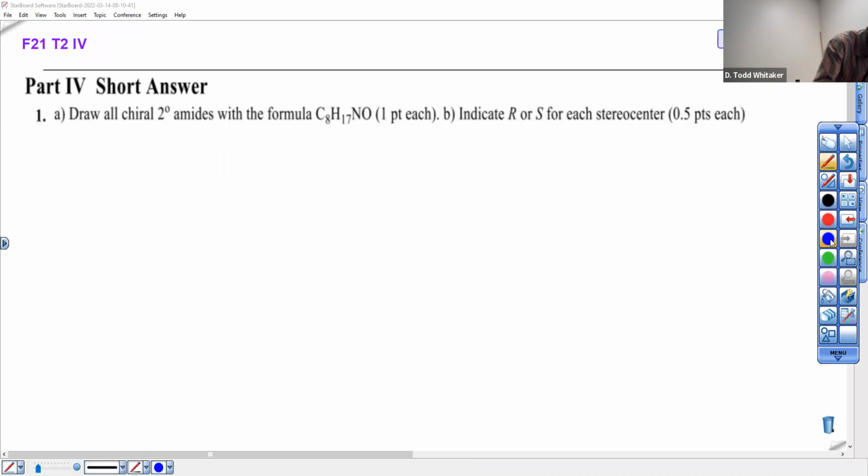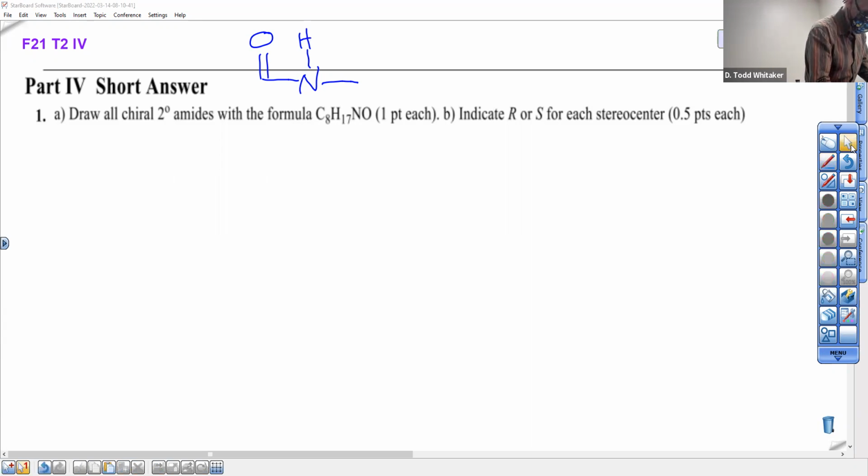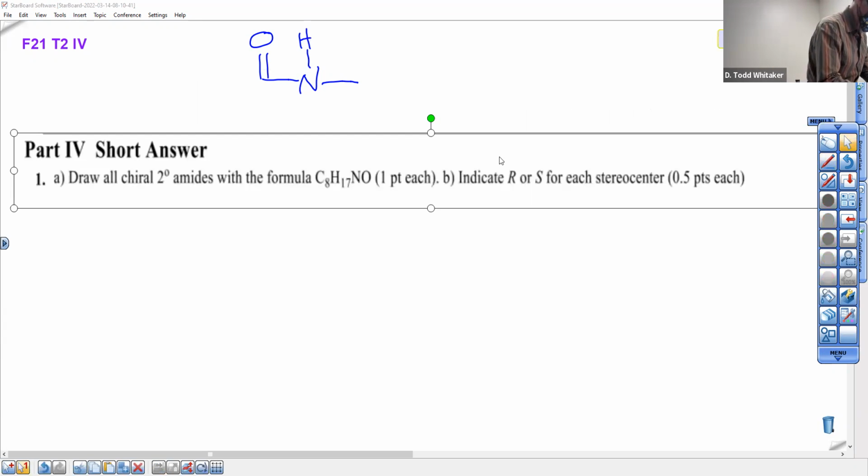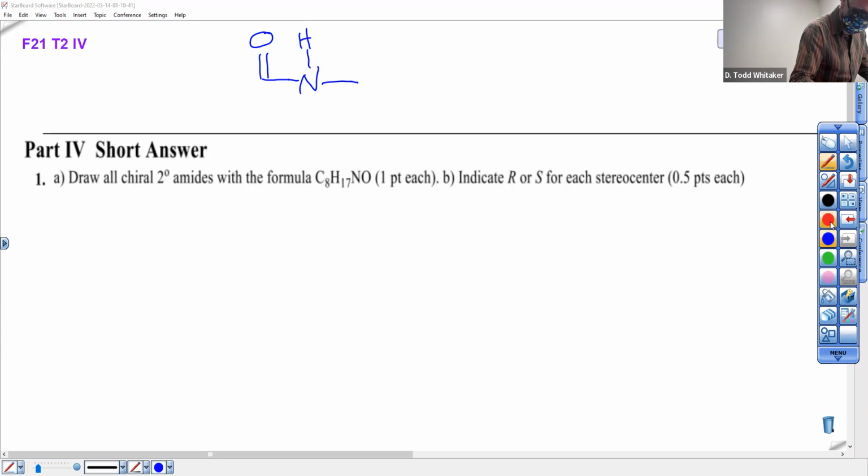You're going to need a carbonyl. You're going to need an N. It has to have a bond to C. Okay? And you're not allowed to skip H's on nitrogen. There you go. So there's the minimum right there. I'm going to write that down. That's the min.